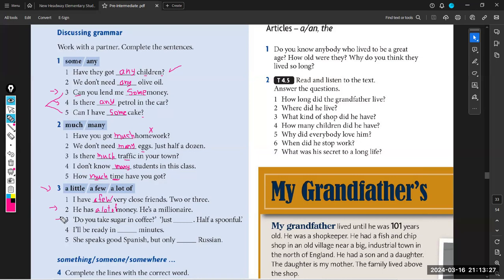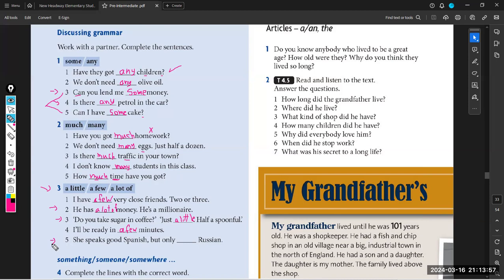Three, do you take sugar in coffee? Just a little. Exactly. Just a little sugar, because sugar is an uncountable noun. Half a spoonful. Four, I'll be ready in minutes. A few minutes. In a few minutes, exactly. In a few minutes, I will be ready.